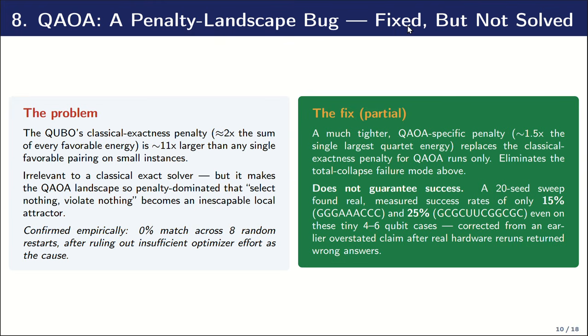But this is the caveat, and it matters. It does not guarantee success. I ran a proper 20-seed statistical suite, and the real success rate is only 15% on one toy case and 25% on another. Even at just 4 to 6 qubits. I want to be direct that an earlier version of this project's documentation overstated this as fixed, based on a single successful run. I caught that overstatement myself and corrected it once I had the real distribution.